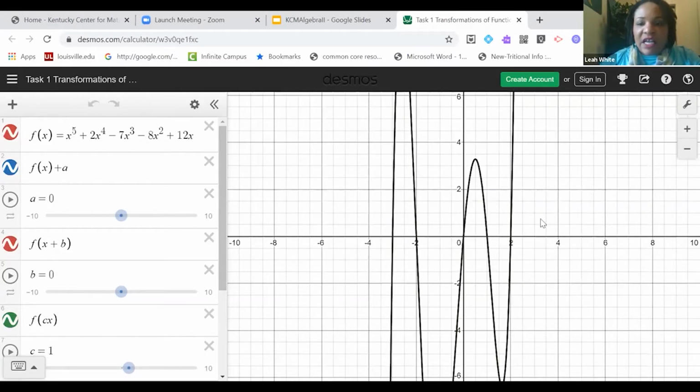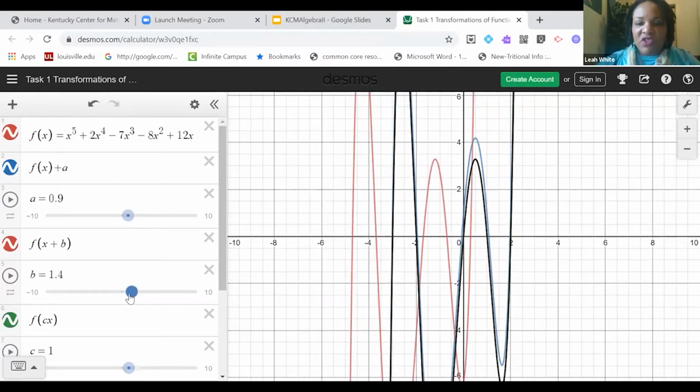And what's neat about this visual, if you can see it, is that these sliders help you adjust those values that can change the function. So here we can adjust the A and see what happens. We can adjust the B value to see what happens.